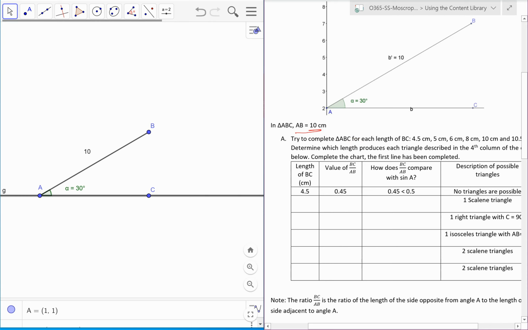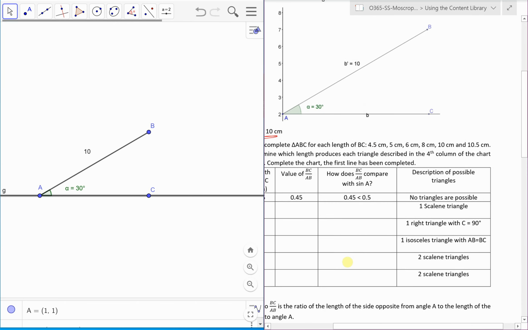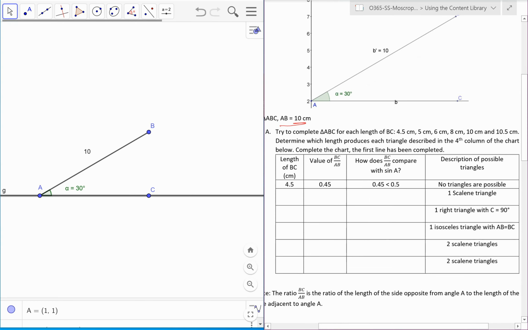Now it says try to complete triangle ABC. So here's A, here's B, and presumably here is C. Obviously this C can move. It could be over here or over here on the right. This C is a point that we can change. We want to construct a triangle with the side length of BC being 4.5, 5, 6, 8, 10, and 10.5. Determine which length produces each triangle described in the fourth column.